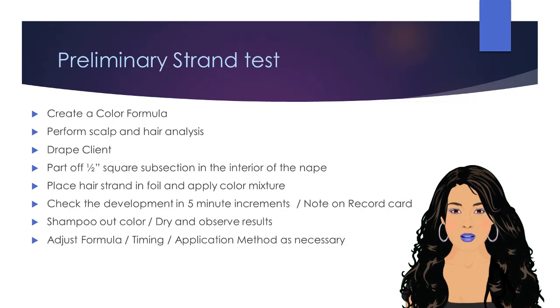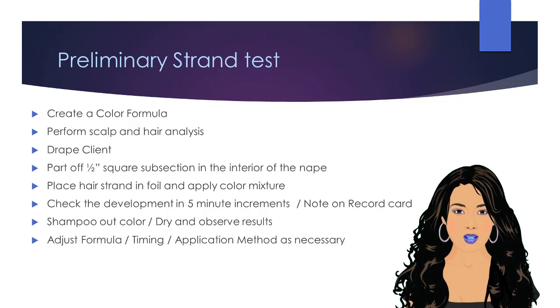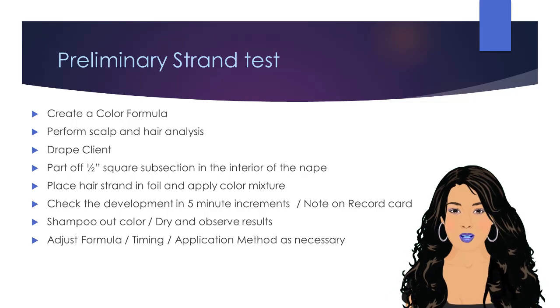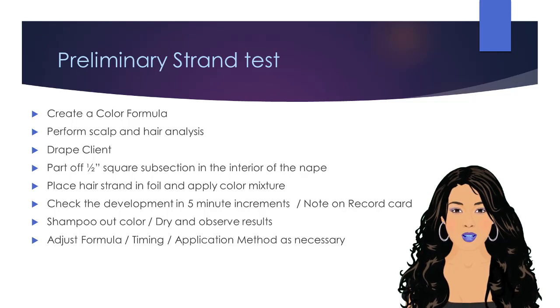To perform a strand test, first create a color formula for your client. Perform a scalp and hair analysis to ensure there are no abrasions or hair color contraindications. Drape the client for a chemical service. Section a 1/2 inch square subsection in the interior of the nape. Place the strand of hair in a small sheet of foil and apply the color mixture to the strand.